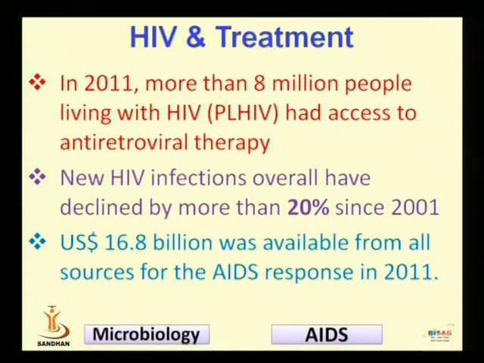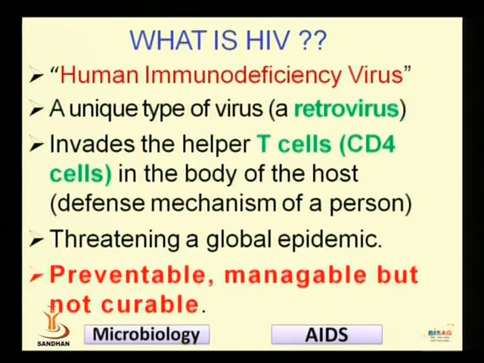HIV infections, no doubt, have started declining by more than 25% since 2001. That is, in the last one decade, HIV infections have declined by 20%. And around $16.8 billion US dollars were available from all sources for the HIV response in 2011. Now let us go to what is HIV.